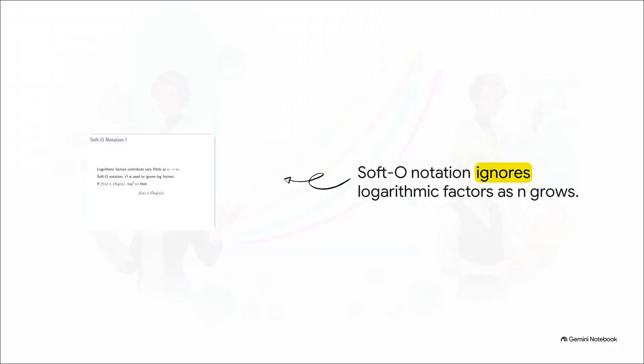And for real advanced analysis, we've got soft O notation, usually represented with a little tilde over the O. This is a super handy trick used to just completely ignore logarithmic factors. Why would we do that? Well, because logarithmic growth is incredibly slow. As our input approaches infinity, the impact of a log factor becomes basically invisible compared to polynomial growth. So soft O just sweeps it out of the equation entirely for a much cleaner view.